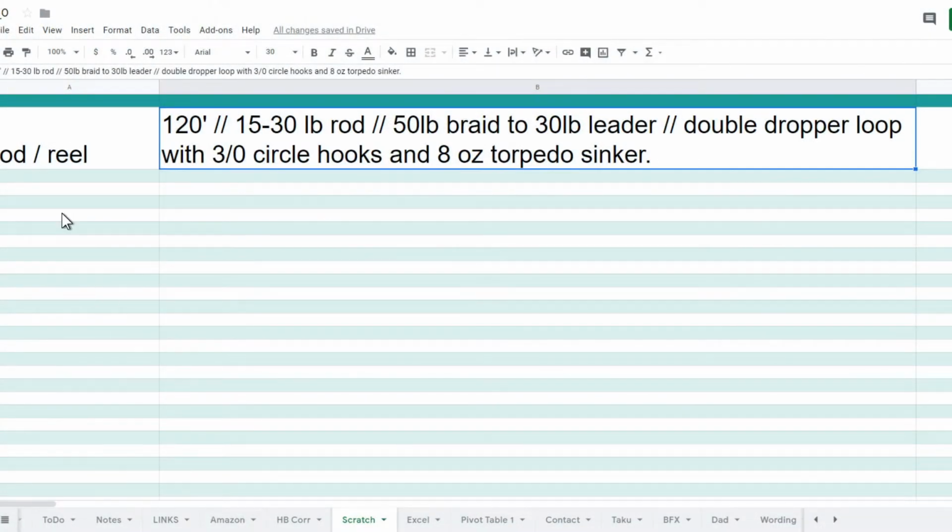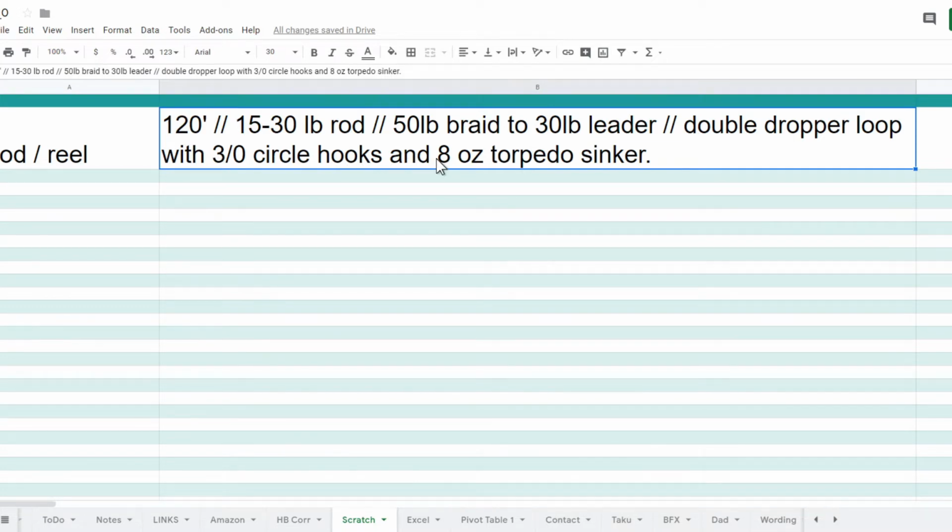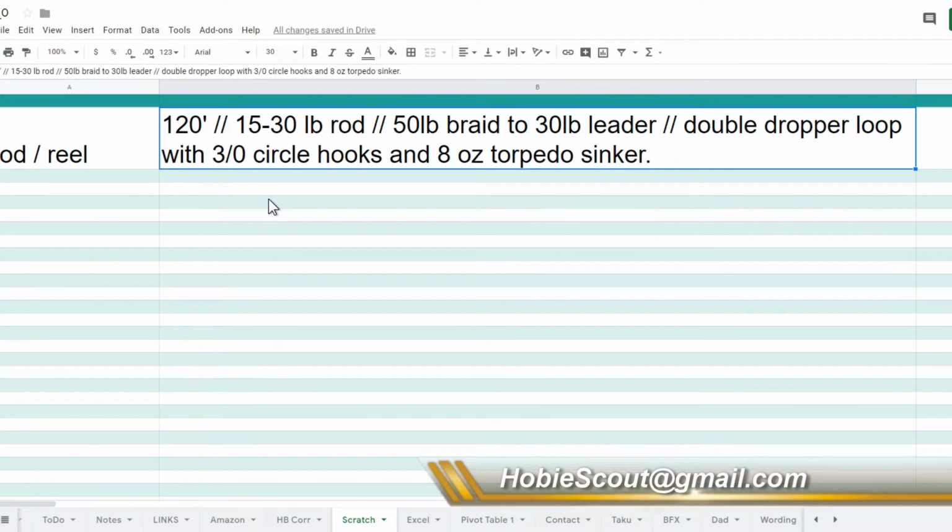Okay, moving on to the gear. In terms of rod and reel, we're gonna be in like 120, 130 feet of water. So I would recommend a rod that's rated 15 to 30. Your reel, I would recommend it should hold 50 pound main braid. And then maybe have like a 6 foot bumper of 30 pound mono or fluoro leader. The tried and true rig, especially if you are kind of like a newbie, is a double dropper loop. That's two hooks. I would probably use like 3-aught circle hooks, and I would have maybe like an 8-ounce torpedo sinker. The universal bait is squid, but shrimp also works.